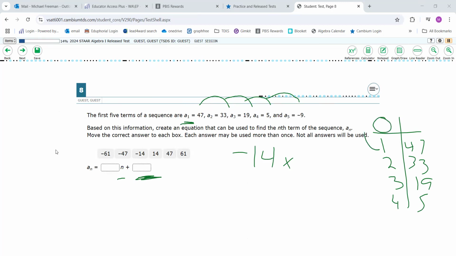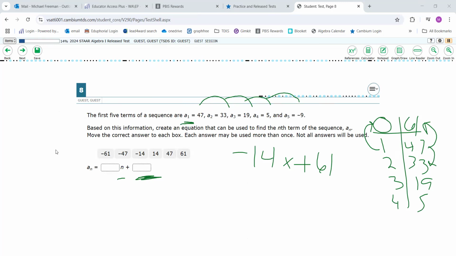So if I want to go backwards a step, rather than subtracting 14, I have to go backwards 14, and that's going to be 61. So that means it's negative 14x plus 61, because it's positive 61. Okay, so that ended up being not very difficult.